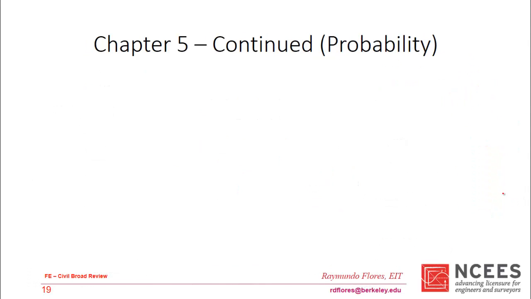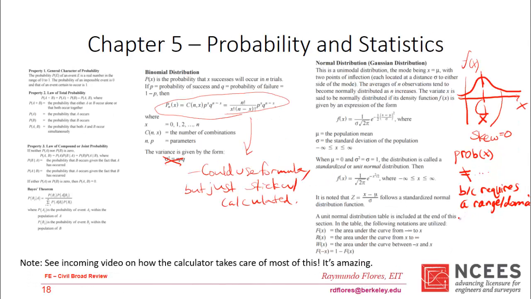Because it requires a domain, the probability really has to do with what you specify. So you could say the probability of A less than X less than B, and that's going to be the integral from A to B of f of x dx. That's just the area under the curve. So this is going to be P of some range. That would be the normal distribution.